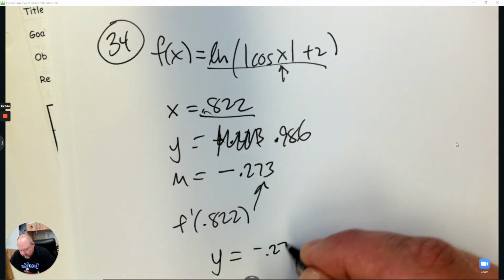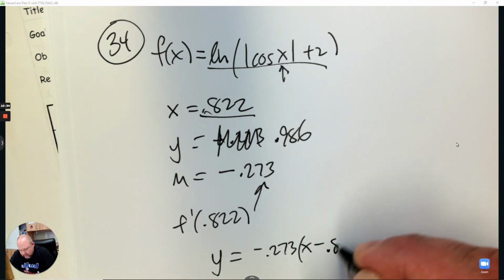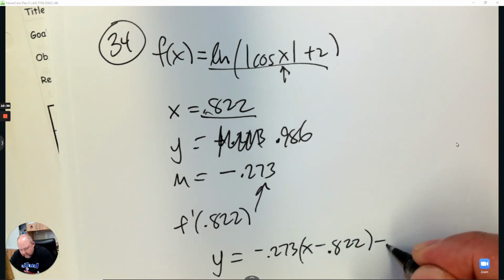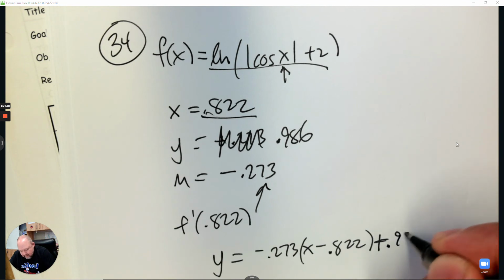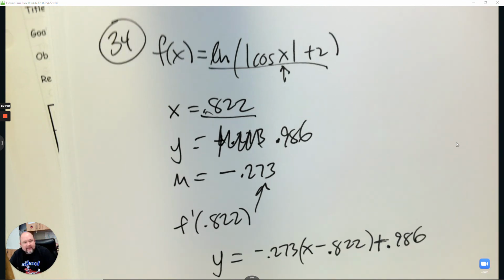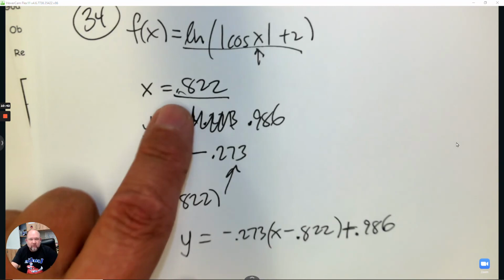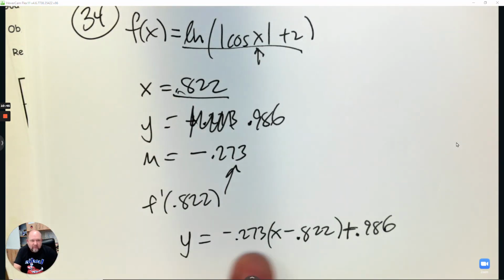So it's negative 0.273 x minus 0.822 plus 0.986. Just like that. So practice with your calculator to get these values and then put those all together.